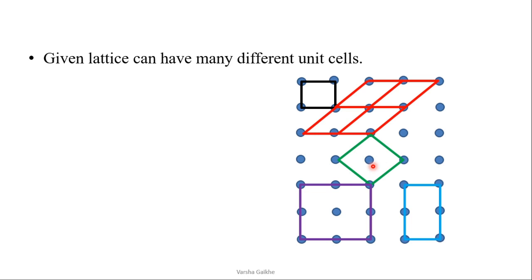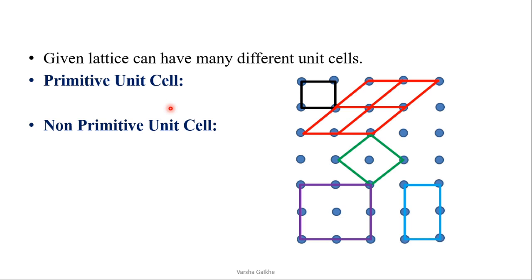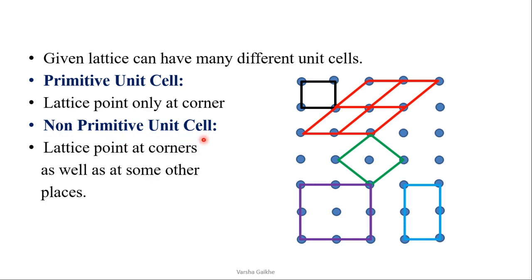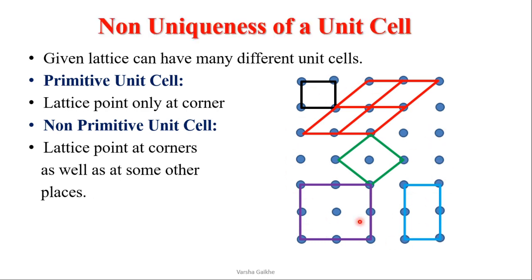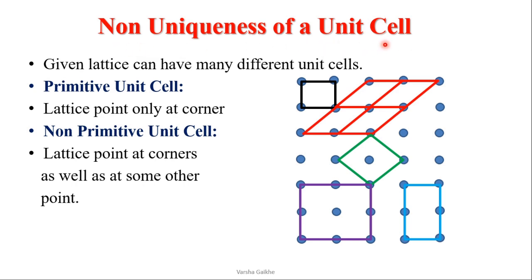Based on this, we have two common types of unit cells, namely primitive type and non-primitive type. In a primitive unit cell, lattice points are at the corners, and in a non-primitive unit cell, these points are at the corners as well as at some other places. A lattice or a crystal has many different unit cells, and this is called the non-uniqueness of a unit cell.